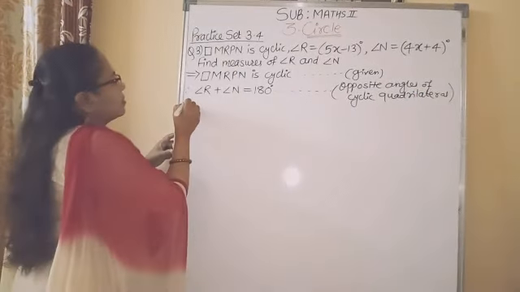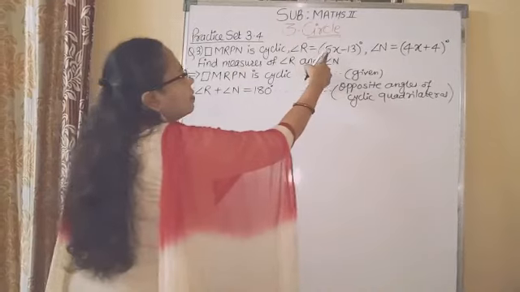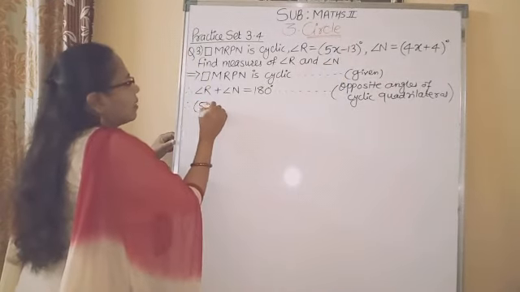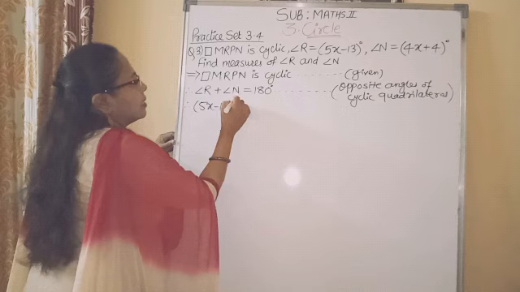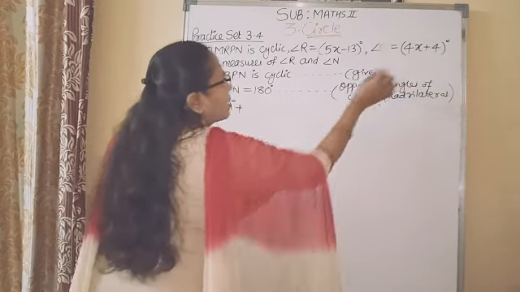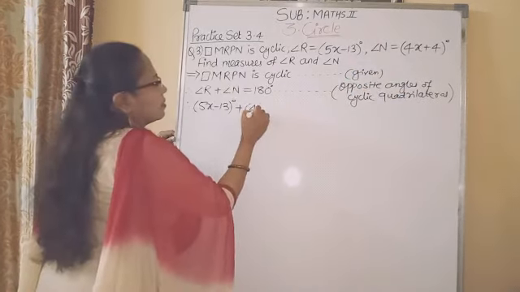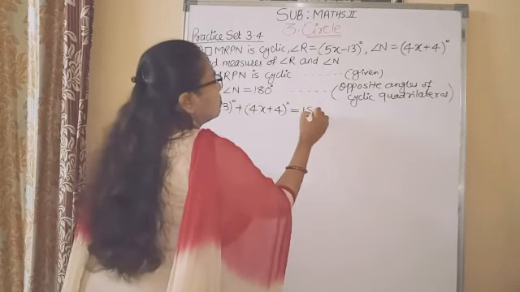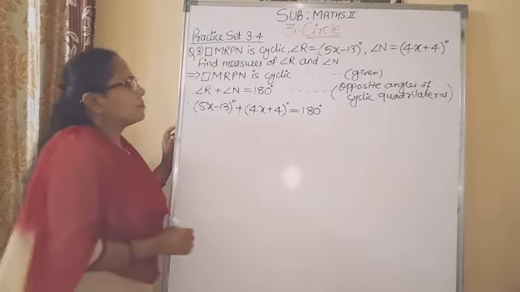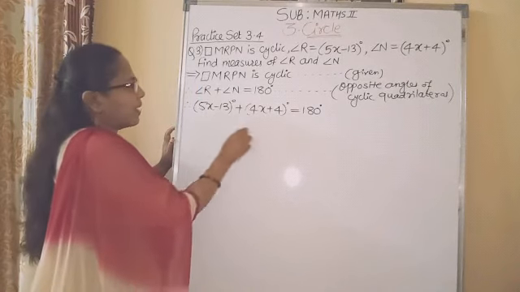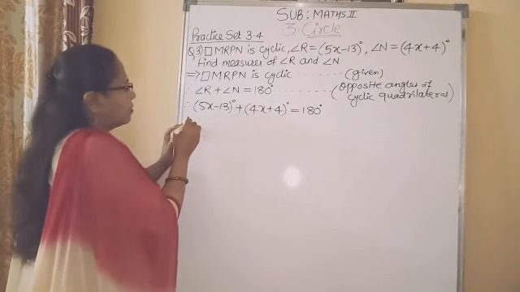Now substitute the measures. Angle R is given 5x minus 13 degree, plus angle N is given 4x plus 4 degree, equal to 180 degree. So here we got one simple linear equation in one variable. So let us solve the equation.